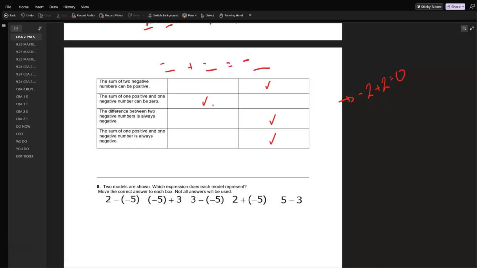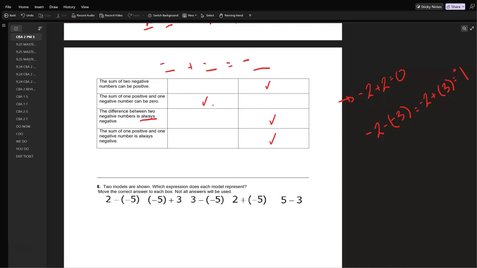The difference between two negative numbers is always negative, okay? So this word always, all you have to do is find one time when it's not true. So the difference of two negative numbers. So negative 2 minus negative 3. Okay. Once we keep, change, and flip it to its opposite, we see that we're going to get to the winning, keep the winning sign, which is positive. 3 minus 2 is 1, and we have the difference.